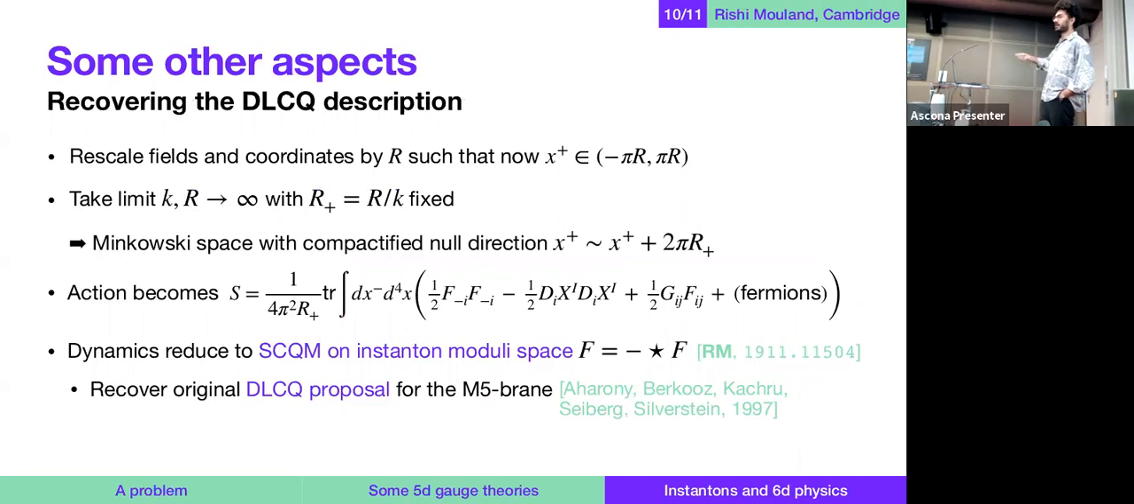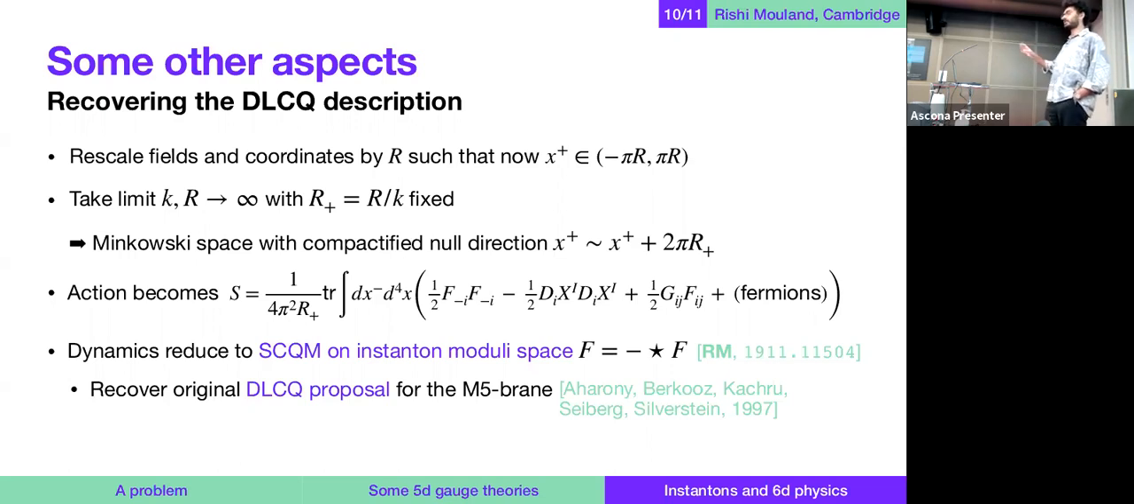I can introduce a parameter R and rescale my fields and coordinates by it, so that now my interval is of length 2 pi R. And if I take this R to infinity, I just get back to light cone coordinates. I haven't done anything. But I don't want to do that. I want to take my orbifold parameter large and my R large, but their ratio fixed. All I get down to is now Minkowski space with a compact null direction. And some of you may recognize this as precisely the geometric setup of discrete light cone quantization, or DLCQ.